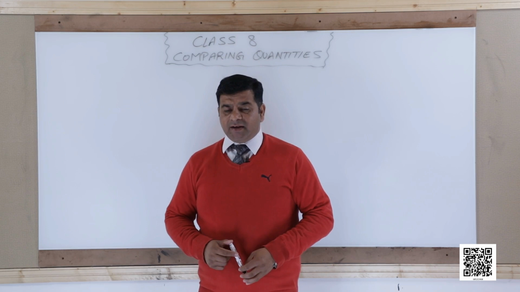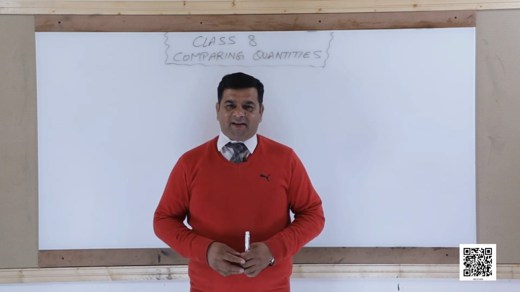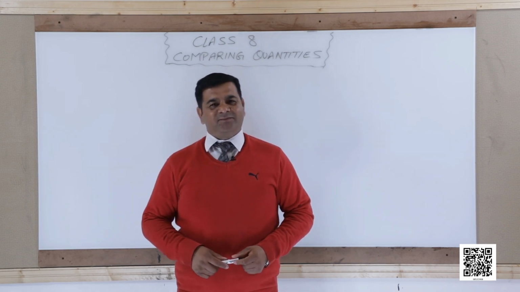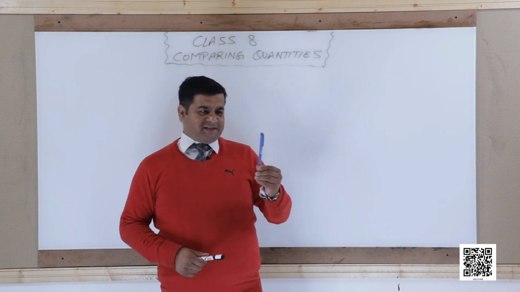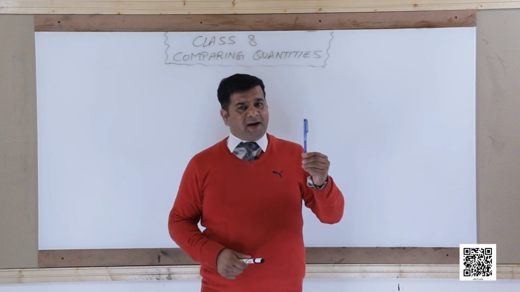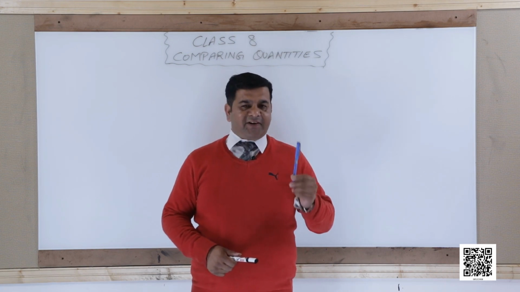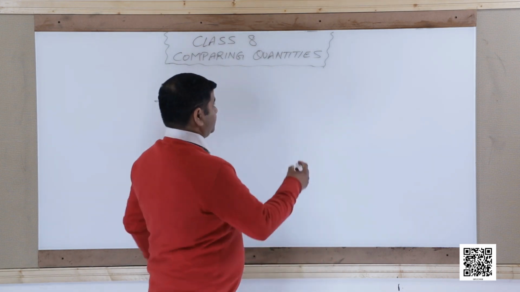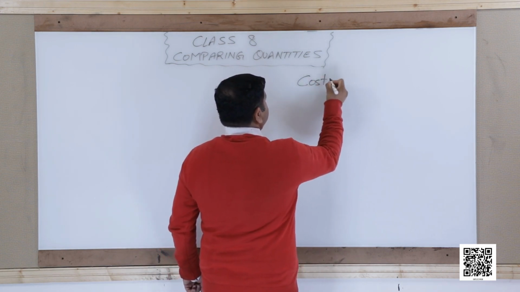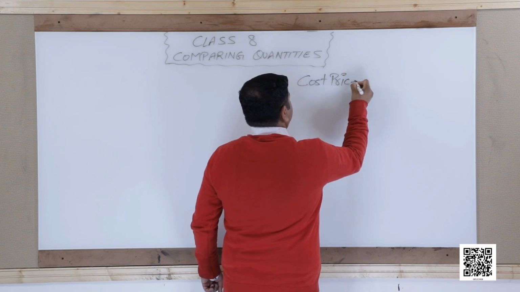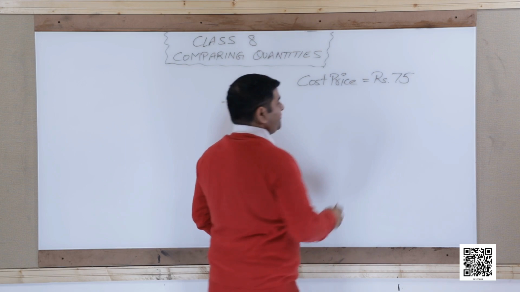Students, today we are going to start a new unit from class 8, that is comparing quantities. Let's start. Students, 2 days back I purchased a similar pen from the market and I purchased it for rupees 75. Now see, I purchased the pen for rupees 75. That means the cost price of the pen is rupees 75.